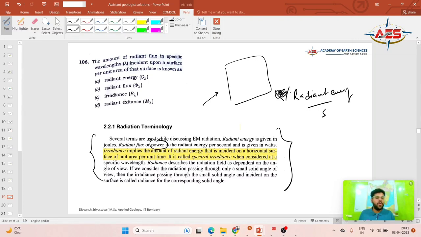Irradiance implies the amount of radiant energy that is incident on a horizontal surface per unit area per unit time. तो यहां पर क्या हो गया, रेडिएंट एनर्जी को अगर आप टाइम से, सेकंड से डिवाइड कर दो तो हो गया रेडिएंट फ्लक्स. अगर आप उसमें एक और पैरामीटर डाल दो, एरिया डाल दो यहां पर, ओके, तो वो हो गया हमारा इरेडियंस. तो करेक्ट ऑप्शन इज इरेडियंस according to the definition. Okay, so this is a very direct question. I have taken this information from R.P. Gupta.